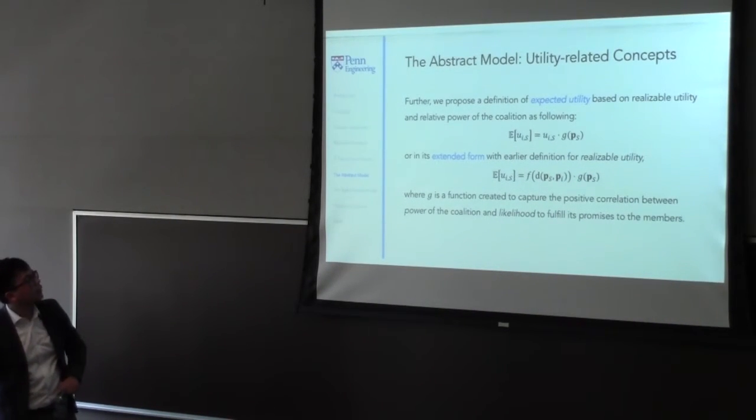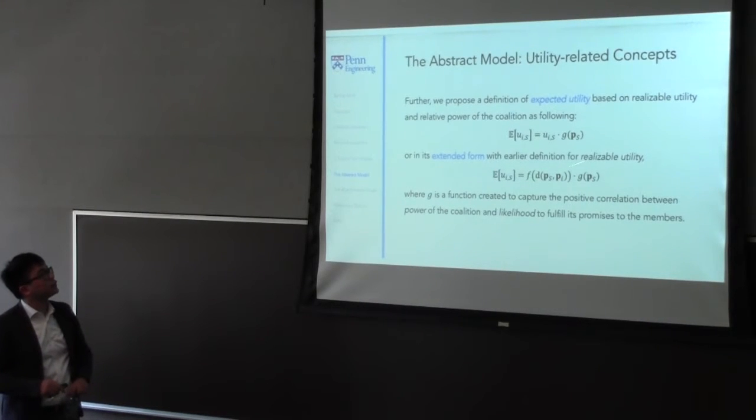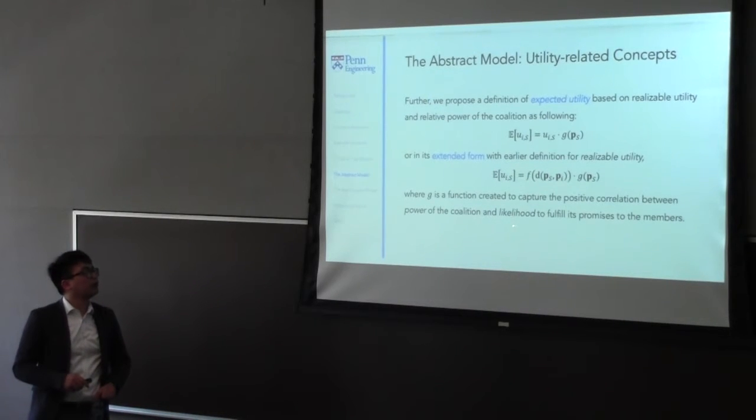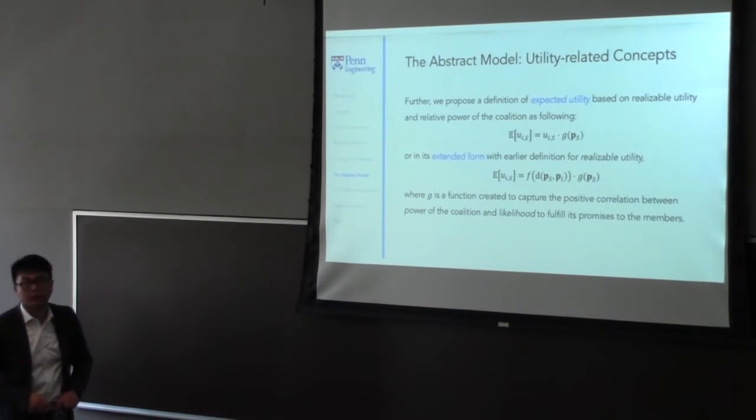And in the extended form, we combine the definition of realizable utility. We define the expected utility as following, where G is a function created to capture the positive correlation between the power of the coalition and the higher likelihood to fulfill its promises to the members.